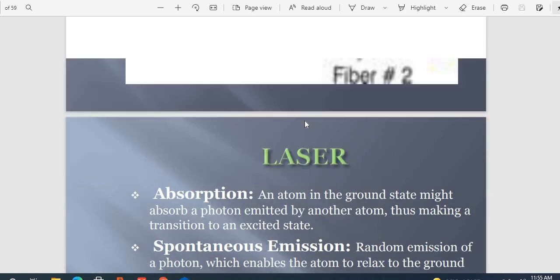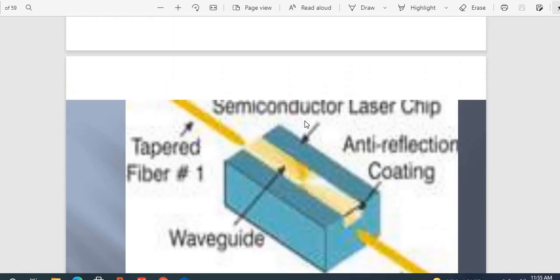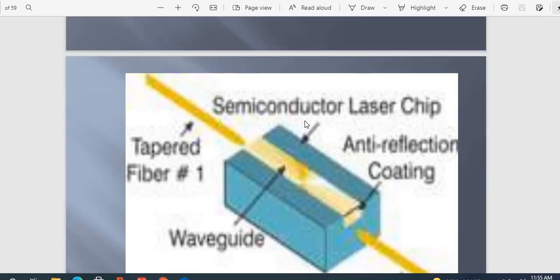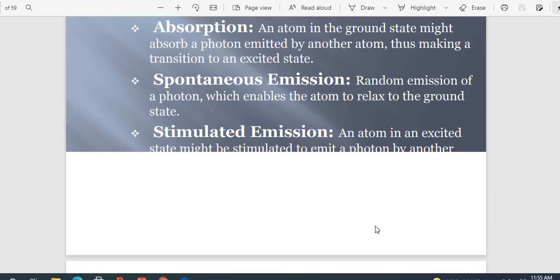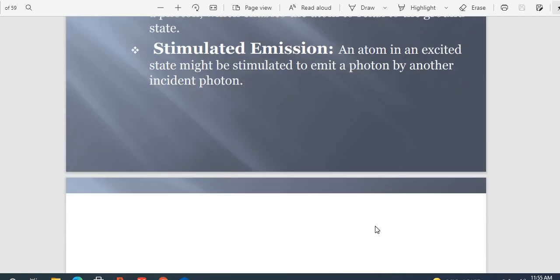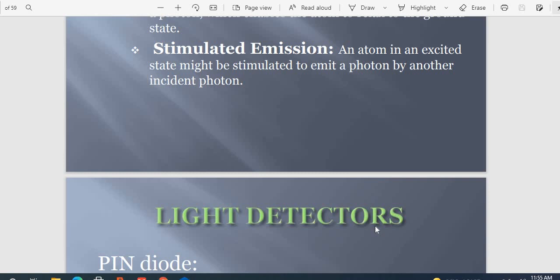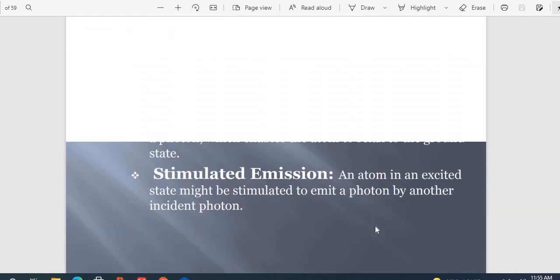So absorption is occurring because of two tapered fibers, fiber 2 and fiber 1. As you can see here, the semiconductor laser chip is there. We are keeping an anti-reflecting coating so that it should not get reflected. Here we have the first taper, here we have the second taper. We are trying to see how it is going to occur, considering the laser absorption, spontaneous emission, and stimulated emission part of your laser, right? That is about the laser we have seen.